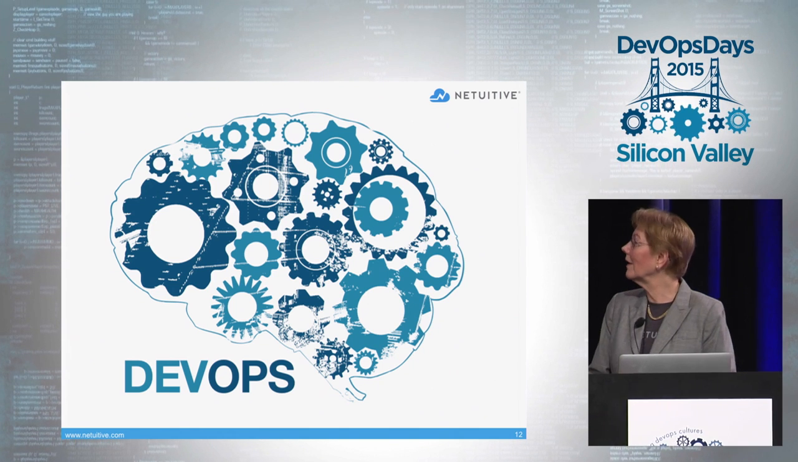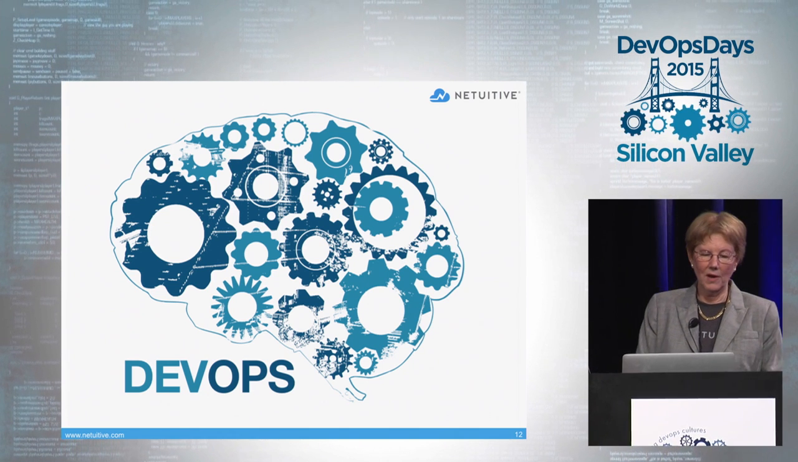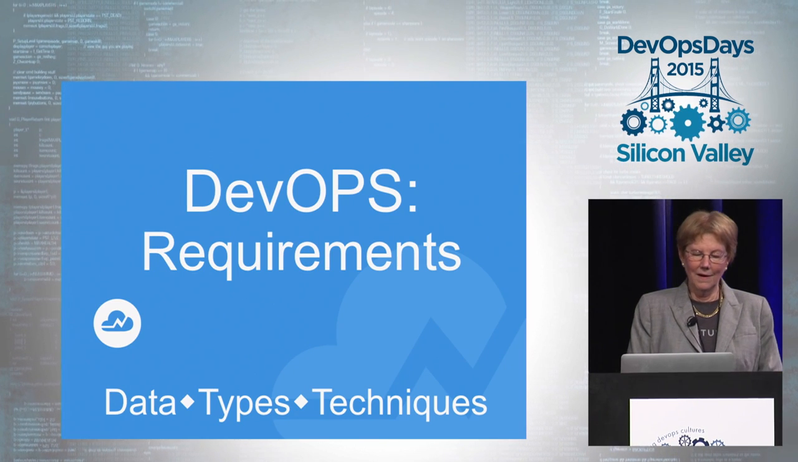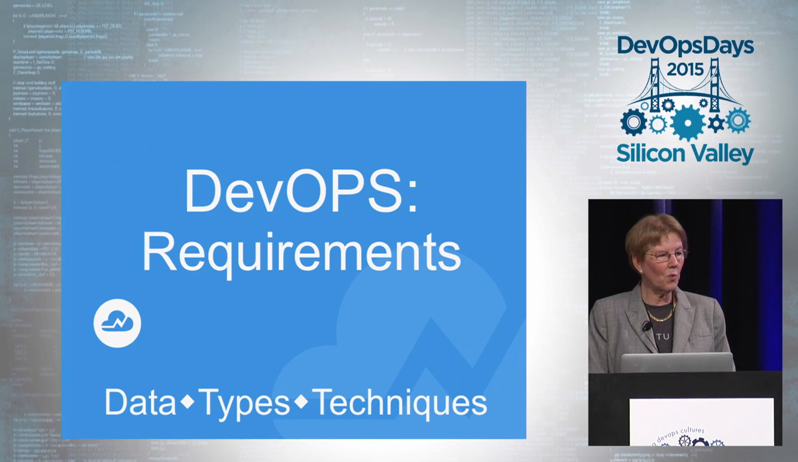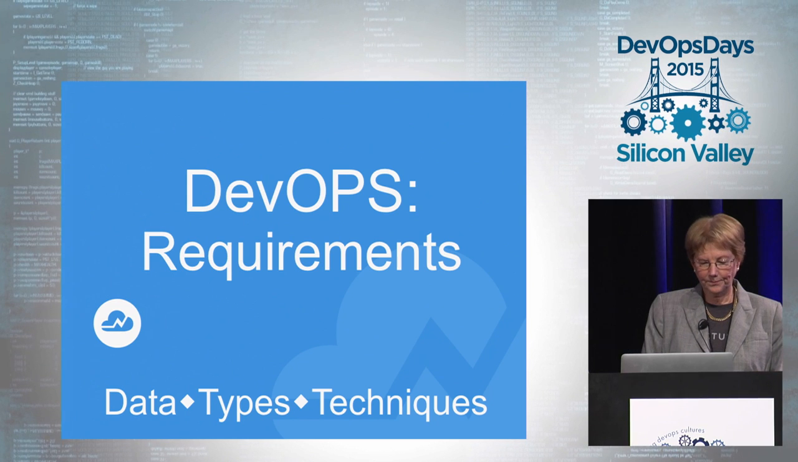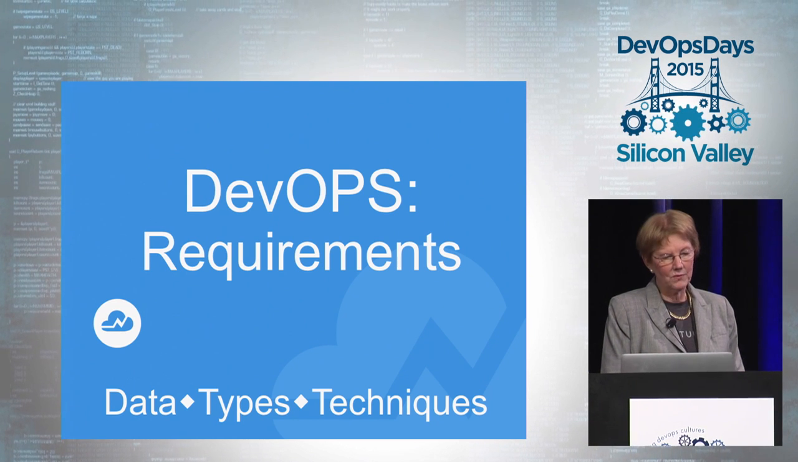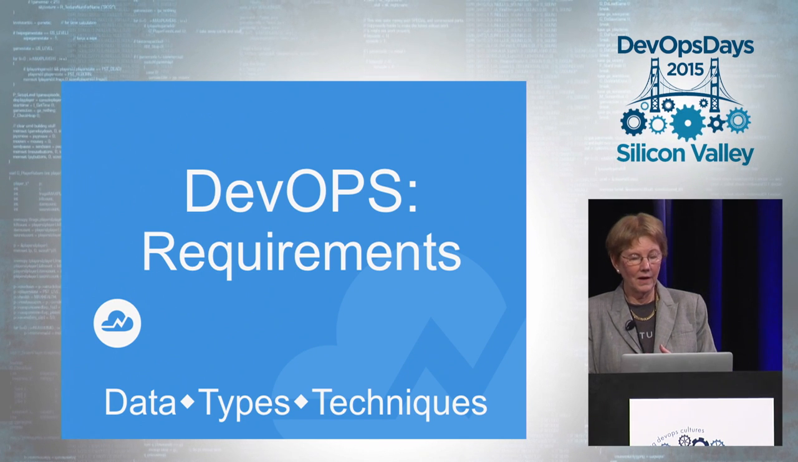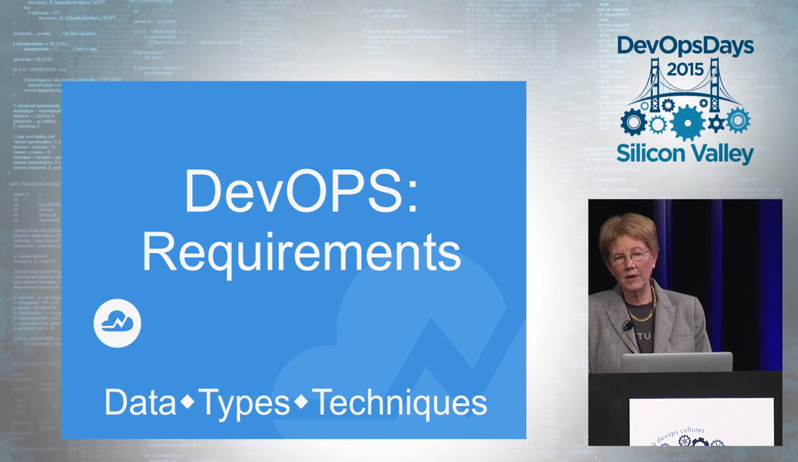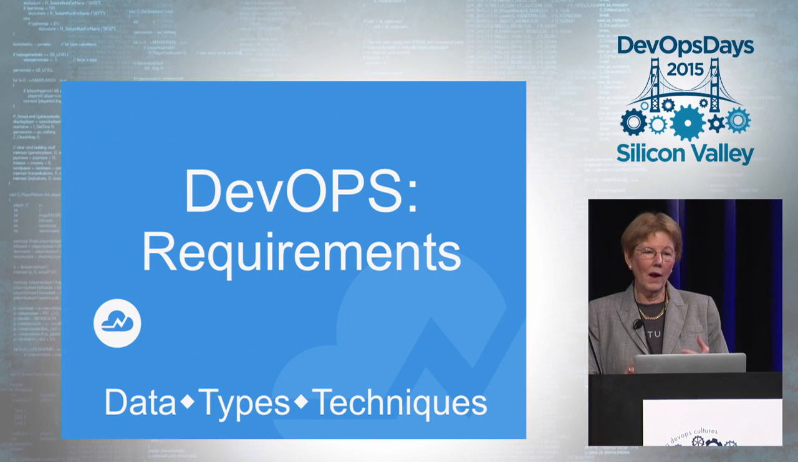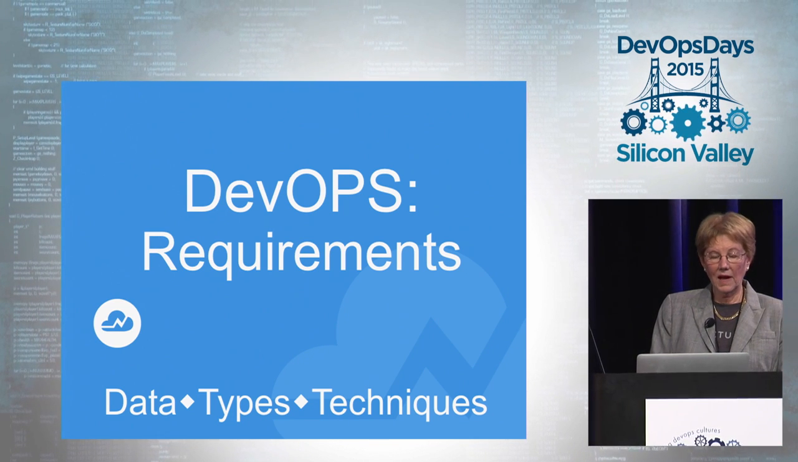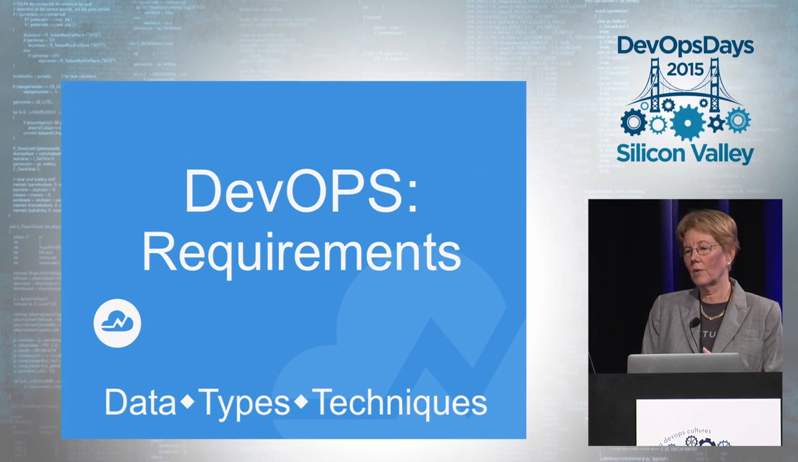So the rest of the talk is about applying anomaly detection to DevOps. Let's start from the top and look at what the DevOps requirements are. I've divided them into three areas. We'll first talk about what data is available to detect the anomalies, what types of anomalies you want to detect, and then finally, what kinds of techniques you can use to detect the anomalies and where they succeed and where they fail.